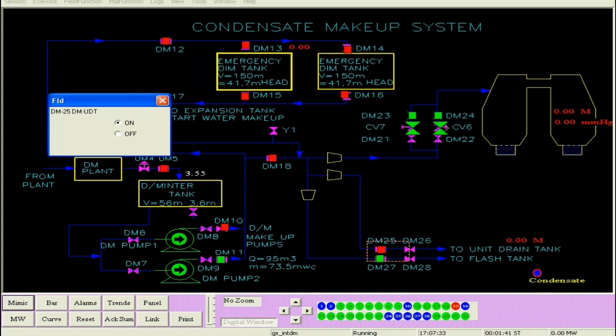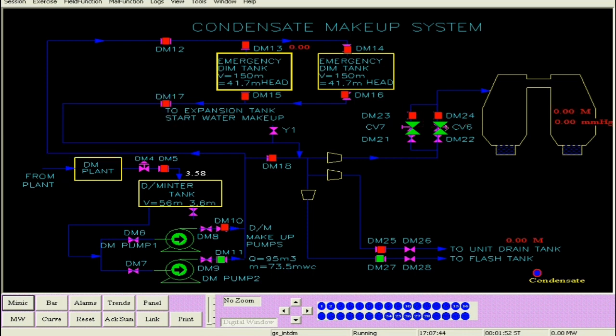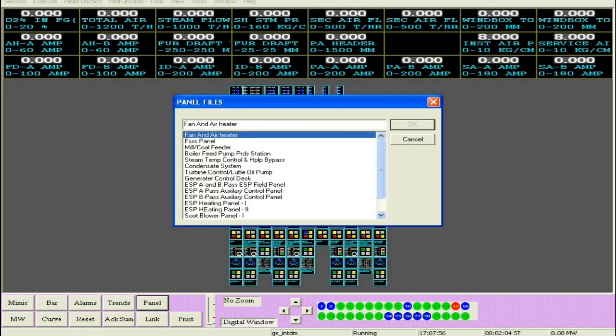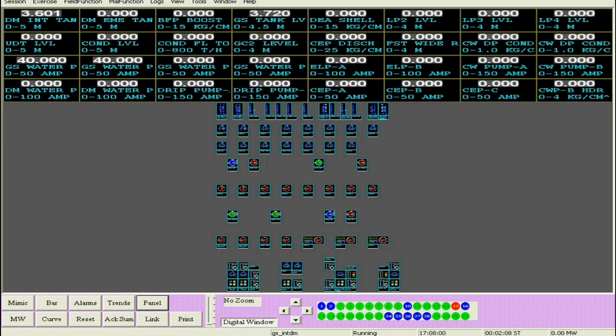So we have opened the drain that is going to the unit drain tank through the valve DM25. It will be filled up. Then we open the isolating valves of the condenser filling control valves, those are the CV6 and CV7. So now we go to the condensate panel, and start the DM makeup pump.